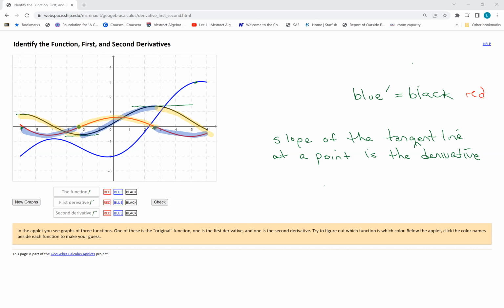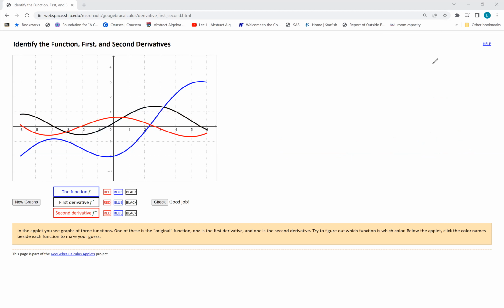And I have the function f is blue. The derivative of blue is black, and the derivative of black is red. Check. That's it. So I think that's enough examples. If you have any more questions, feel free to ask. But I think I'm going to end the video here.